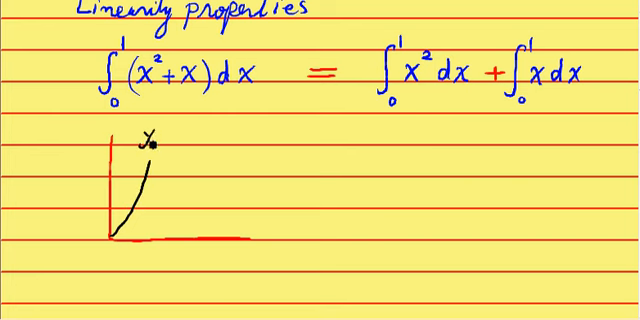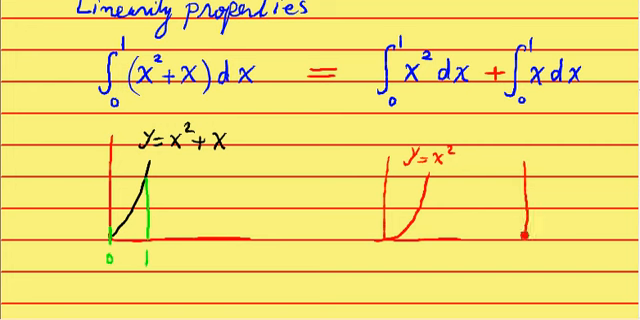So this could be the graph of y is equal to x squared plus x. And you're trying to find out the area between the left side at 0 and the right side, say, at 1. Now, the height of this function itself is a sum of two heights. That is, the function is a sum of two functions. One is the function x squared, and the other one is the function x.